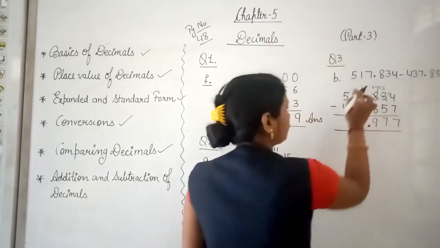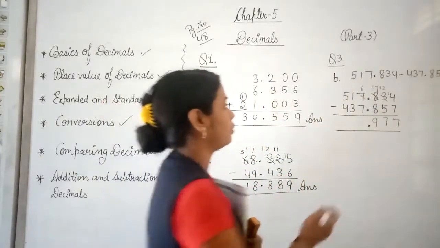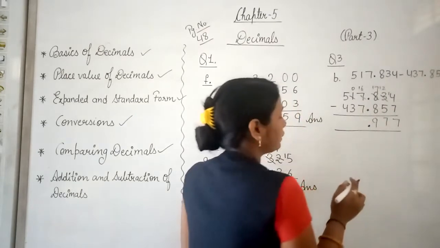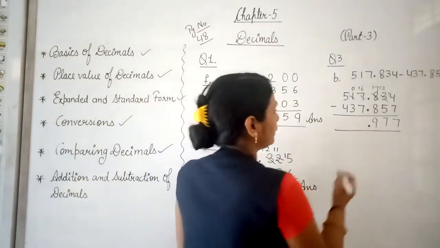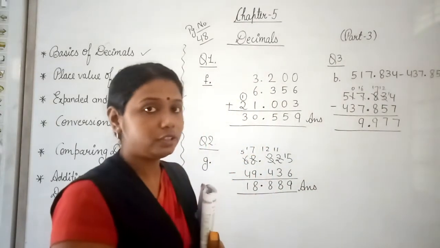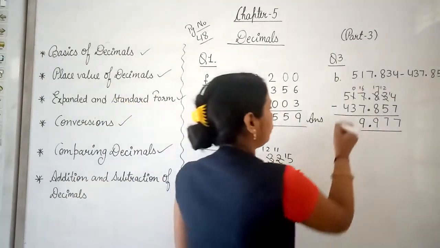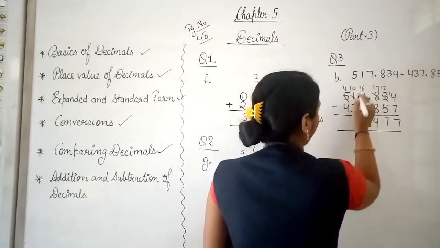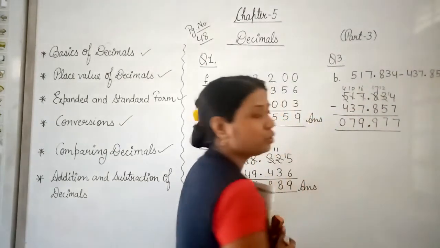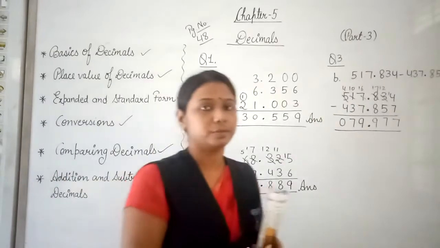Now we have to subtract 7 from 6. So we will again take a borrow. 16 minus 7 over here, so we will get 9. Now 0 minus 3. We cannot subtract 3 from 0. So again we will take a borrow. 10 minus 3 is 7. 4 minus 4 is 0. So this will be our answer.